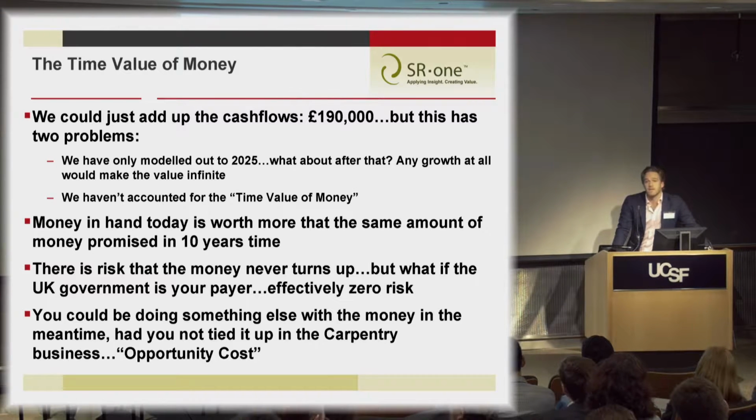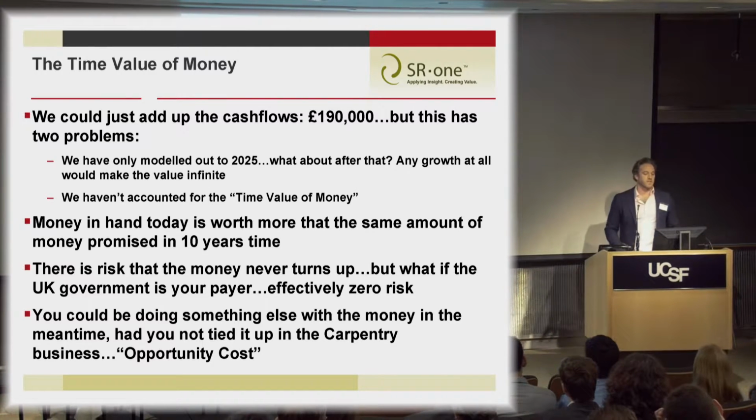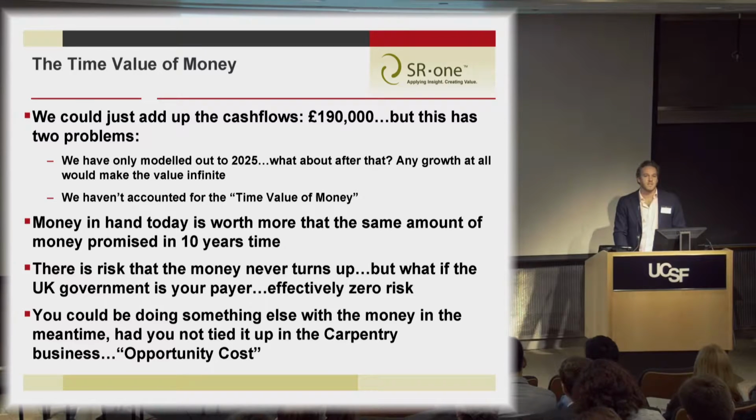But if you just carried on adding up the cash flows to infinity, you'd end up with an infinite number. So that doesn't work either. But the key thing we haven't accounted for is what we call the time value of money. Its basic premise is that money in hand today is worth more than money promised to you in 10 years' time. There are a number of components to that.